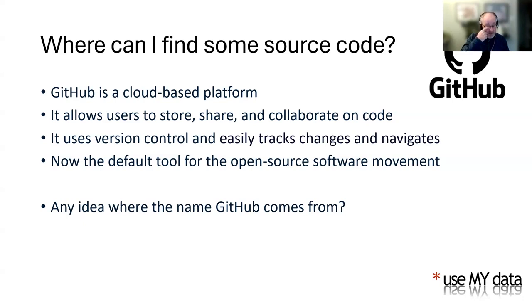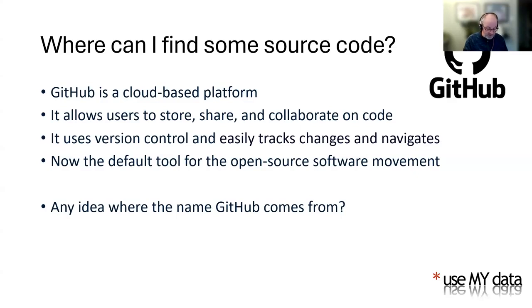As I said, it's not just a free-for-all. It does include version control, so you can have different versions of an algorithm, and people can try it and check it. It's got full change tracking. So as the community begins to change and develop it, it keeps a record of who's changed what and when, and lets you navigate through things. But it's become the default tool for all open source software.